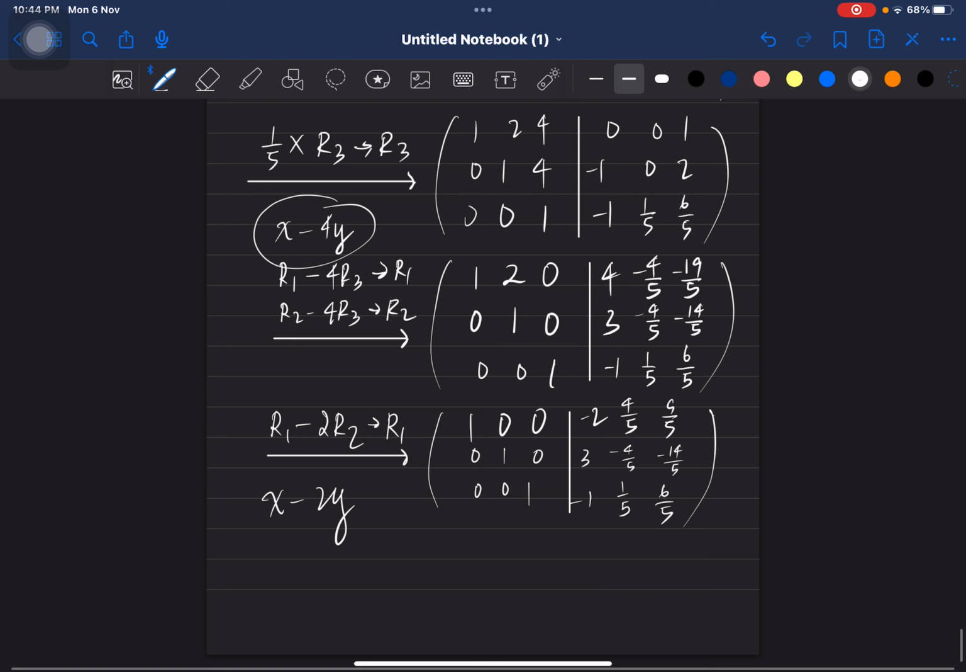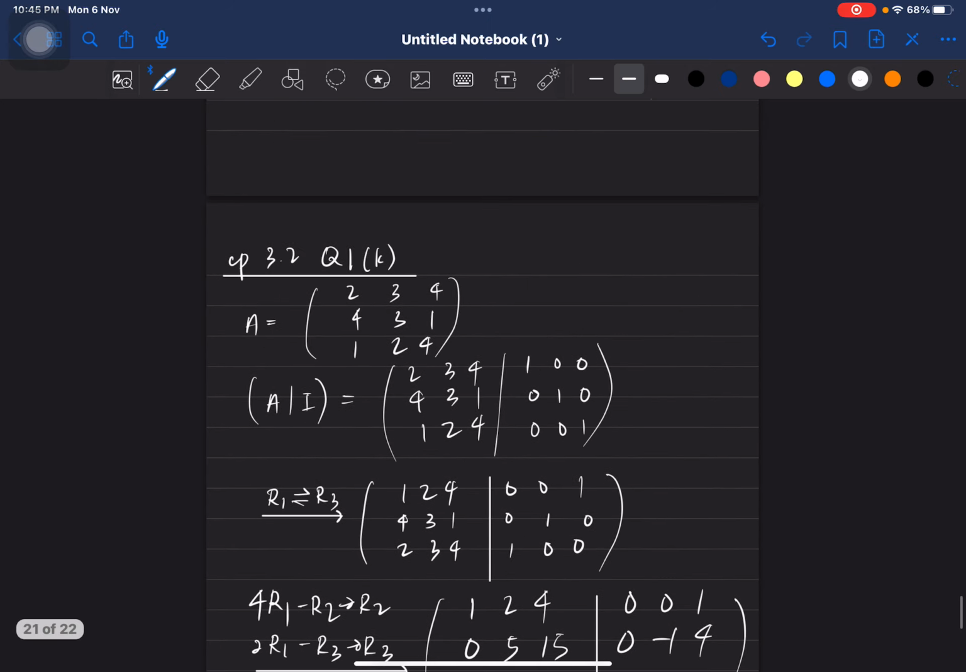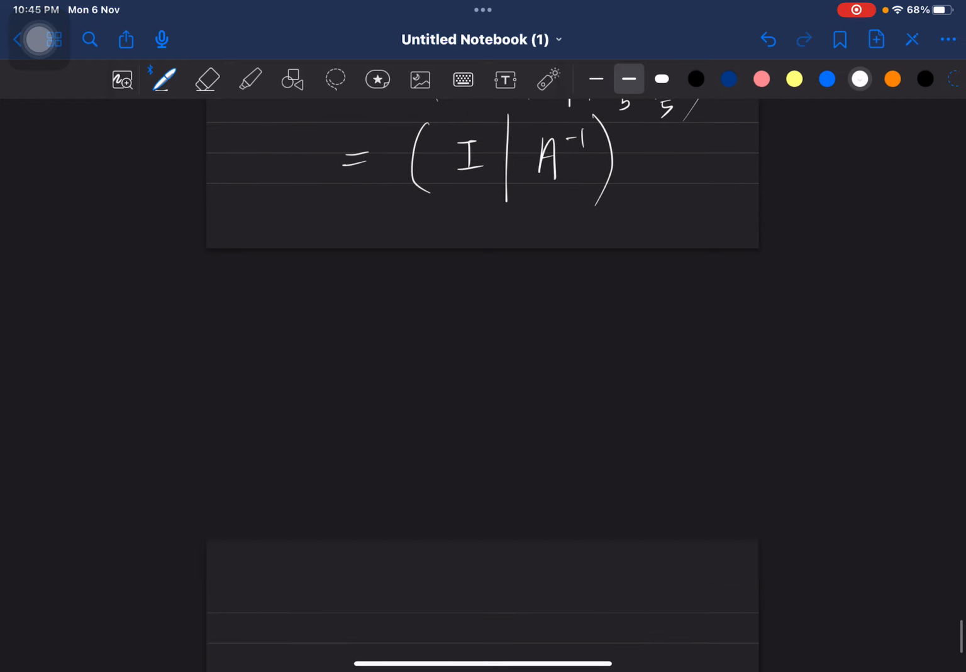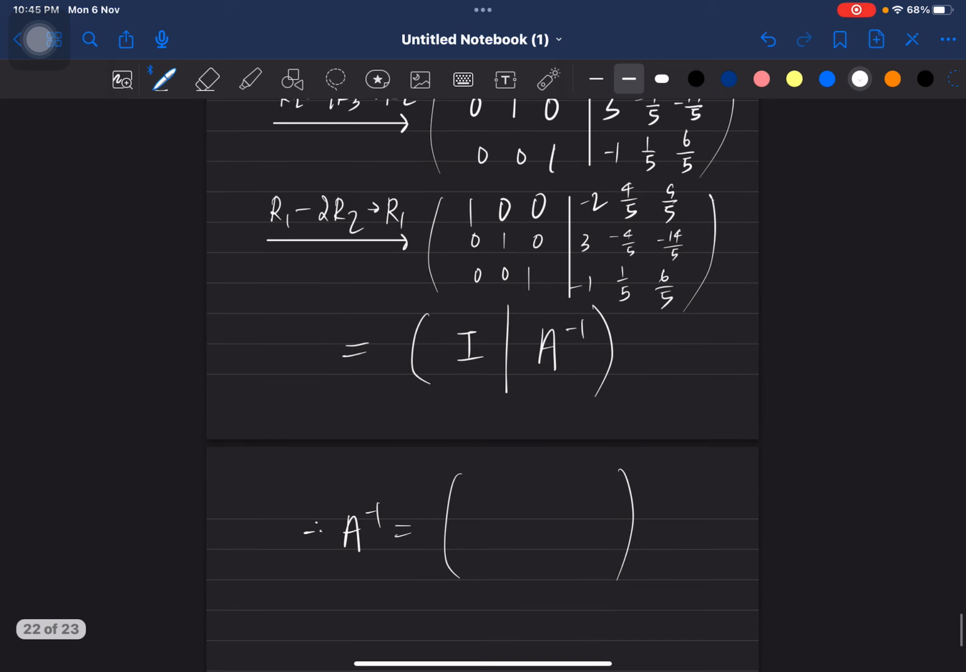So successfully obtained identity on the left hand side, so this should be the A inverse. I wrote A, right? Yeah, so A inverse. If B, then B inverse. If C, then C inverse. Depends on the question. So write it out explicitly. A inverse should be negative 2, 4 over 5, 9 over 5, 3, negative 4 over 5, negative 14 over 5, negative 1, 1 over 5, 6 over 5.